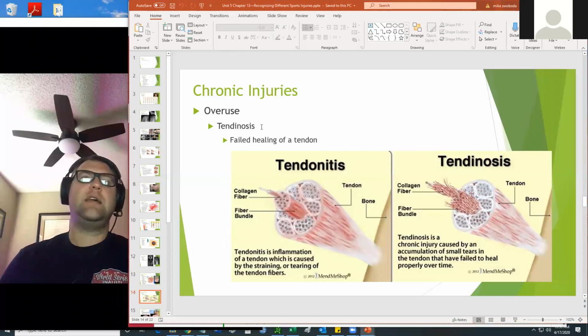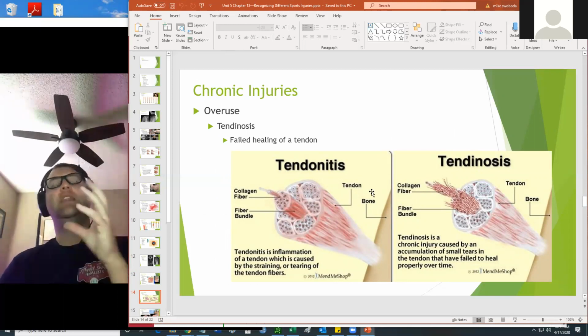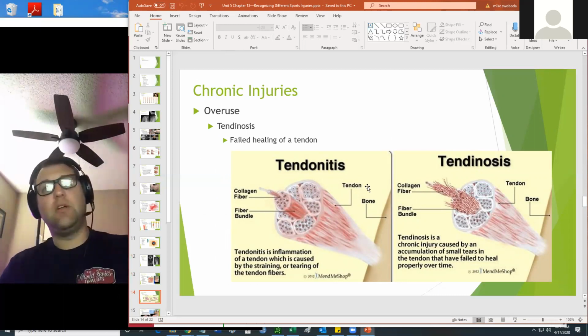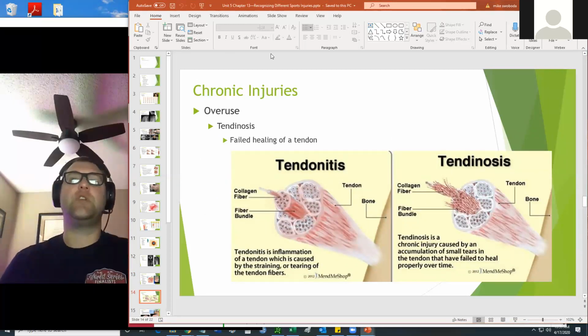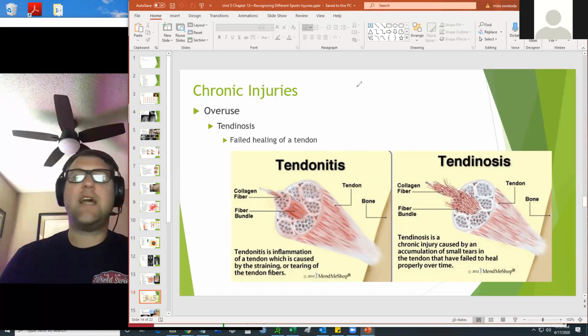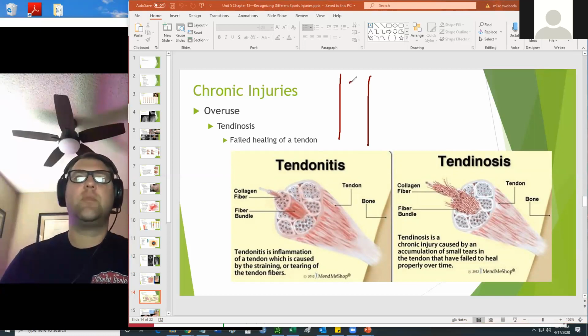And then tendinosis is just when the tendon fails to heal. For example, if I get tendinitis, my tendon is inflamed. If I then don't allow that to heal, I can get tendinosis, which is that failed healing. This kind of looks like if I had a tendon here, and then I had all these little tiny tears in it that never healed. That's what tendinosis would look like if this was my tendon.